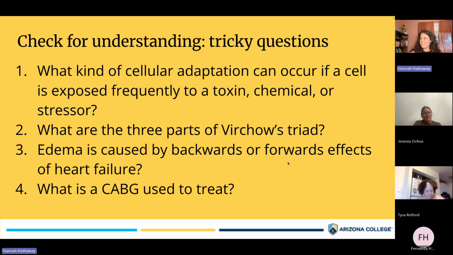Yeah, good. What are the 3 parts of Virchow's triad? We just went through this one. I know this is harder to say. So we have hypercoagulable state, venous stasis or like blood pooling, and then endothelial injury, like damage to the blood vessels.